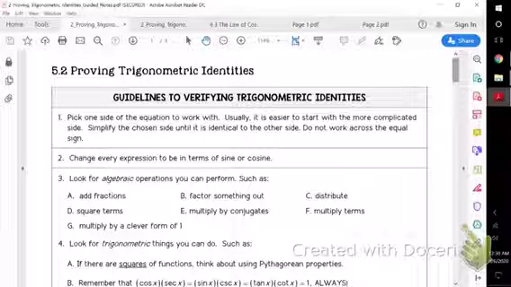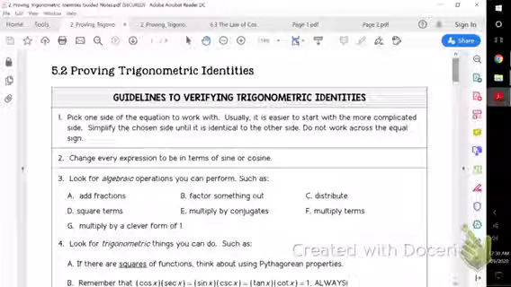Okay, so in 5.2, we start talking about proving trigonometric identities. And so here are some general guidelines they give us for verifying trig identities. So the first thing you've got to do is pick which side you want to work. Each equation's got two sides, obviously, and it's usually easier to start with the more complicated looking side. So you're going to simplify your chosen side until it is identical to the other side.